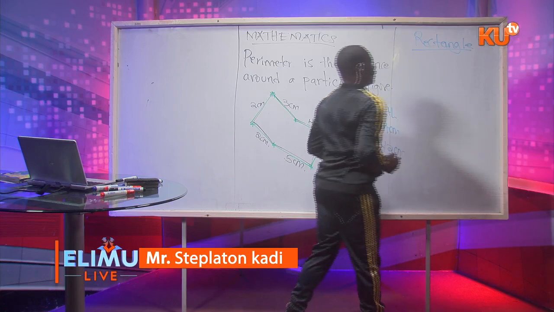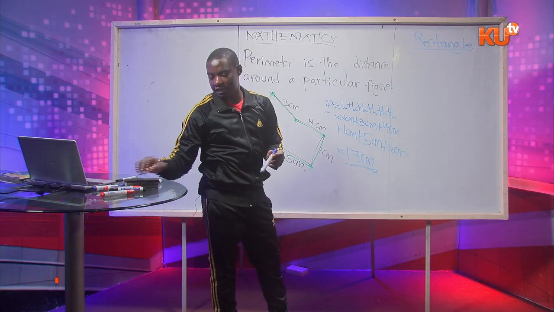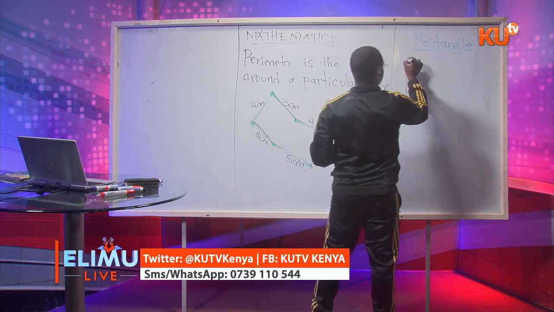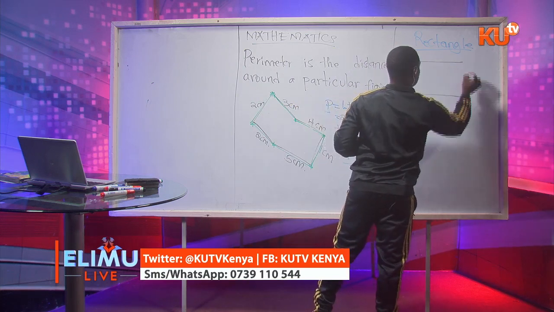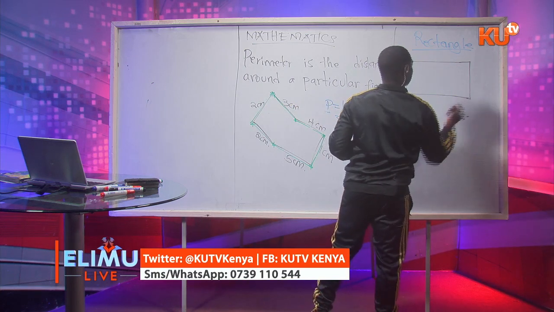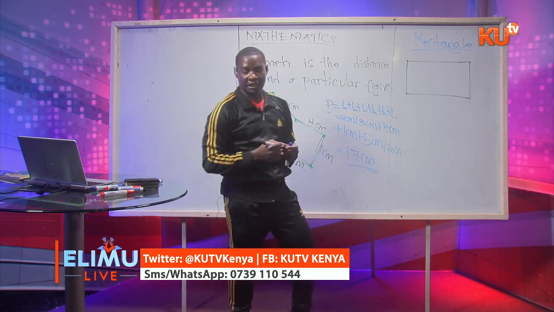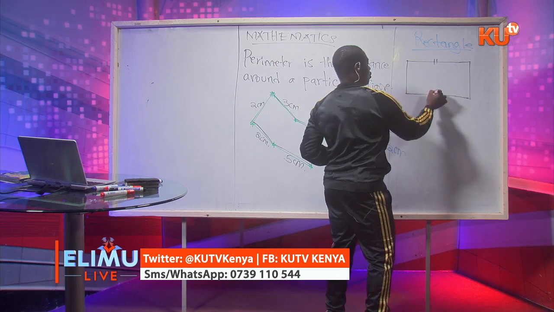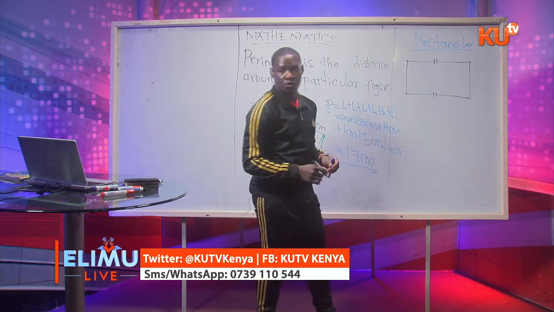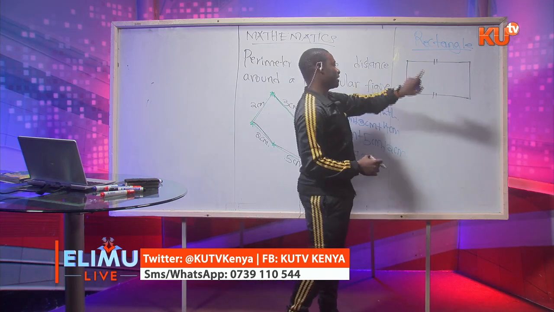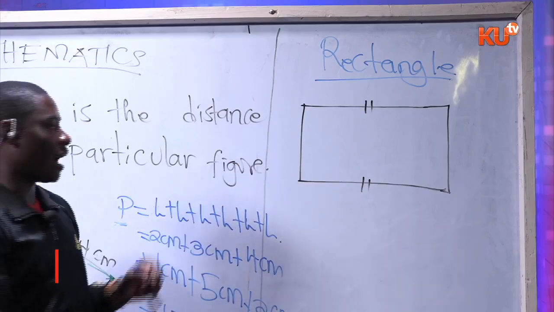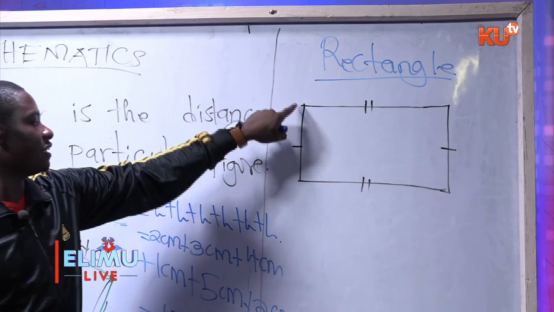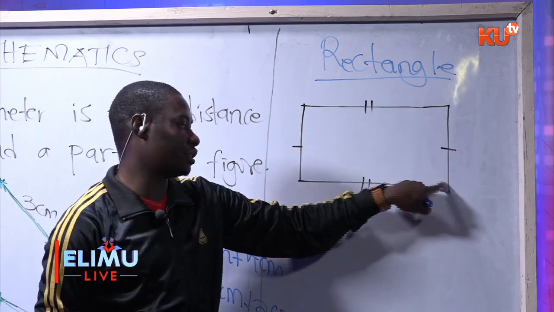A rectangle has different properties. I said it cuts across the classes, so these properties you can get in class 7. So this is a rectangle. Now the properties of a rectangle are as follows. It has 2 opposite sides that are equal, which means this side is equal to this side. And the other opposite sides are also equal, which means this side is equal to this side.